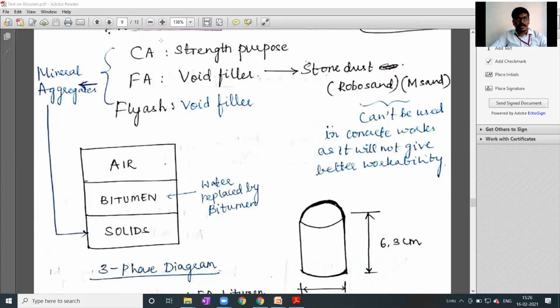That is the filler that you need to take, that is fly ash. So coarse aggregate, fine aggregate, all together 1200 grams, and to this we will be adding only about 3 or 4%.